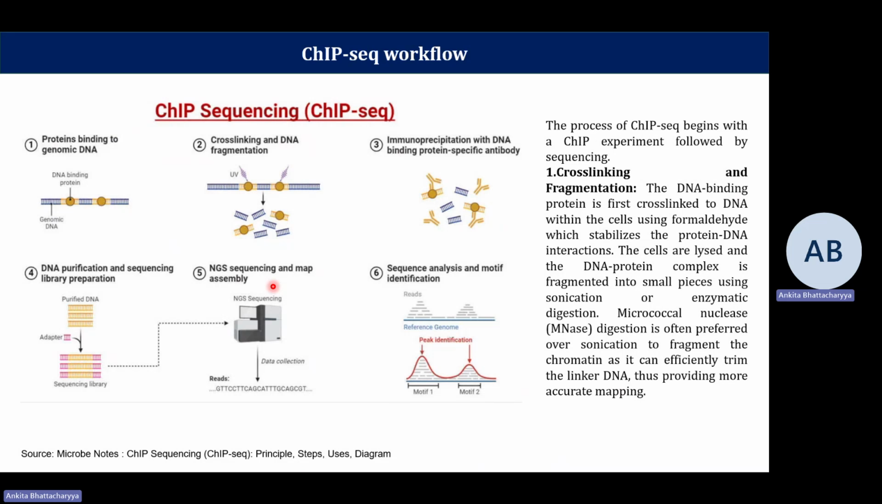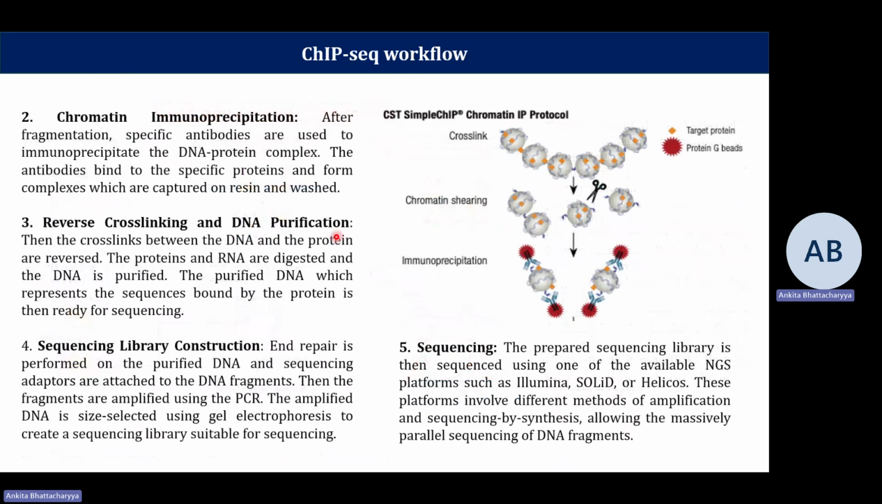So MNase digestion is often also used. Again, this is something we previously discussed. Then you do the actual precipitation step, whereby specific antibodies against your protein of interest bind to the epitope which is exposed. Then they form complexes which can get captured on resin, and it can be washed off.